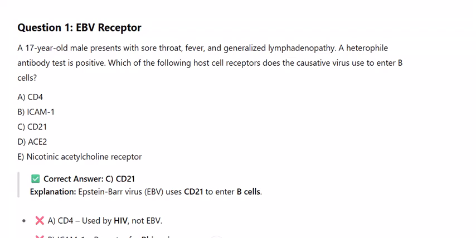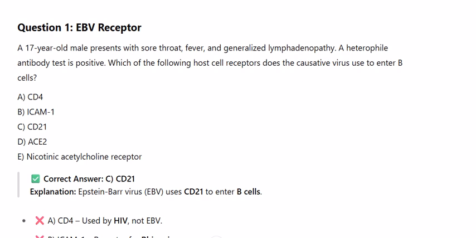EBV receptor. A 17-year-old male presents with sore throat, fever, and generalized lymphadenopathy. A heterophile antibody test is positive. Which of the following host cell receptors does the causative virus use to enter B cells? A. CD4, B. ICAM1, C.